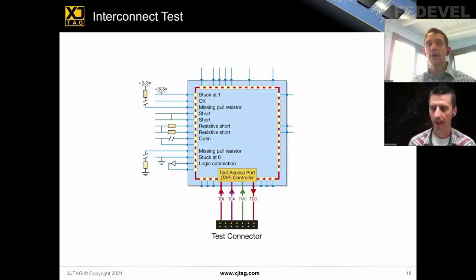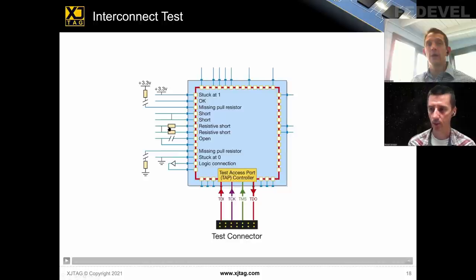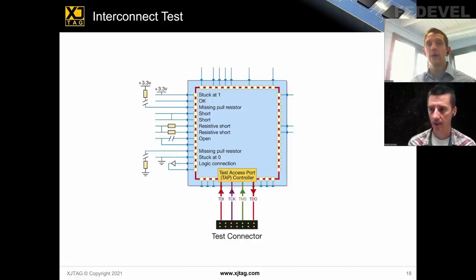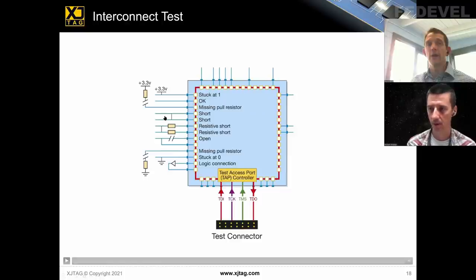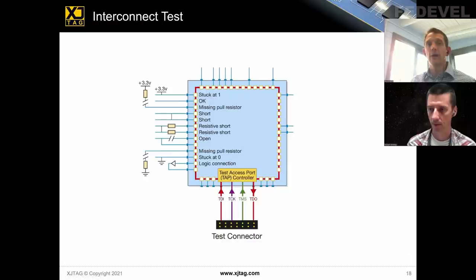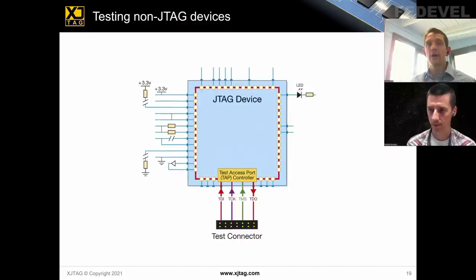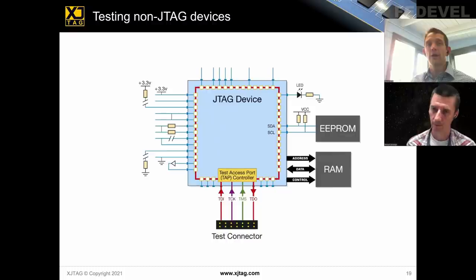Mm-hmm. Okay. And how do you test signals which are connected somewhere else, but not to other pins of this same chip? There's a couple of different levels you can go to. So firstly, you could test from a JTAG device to a non-JTAG device.